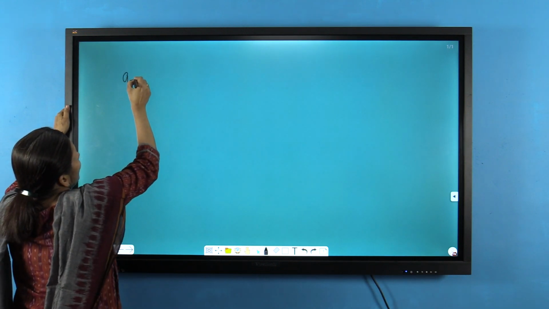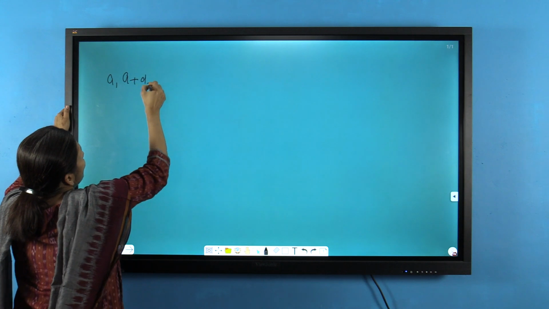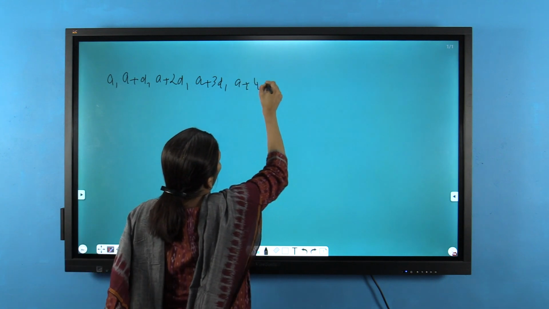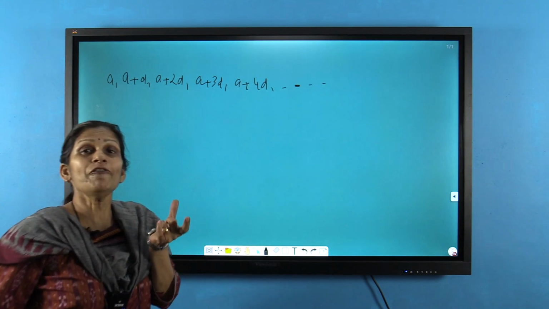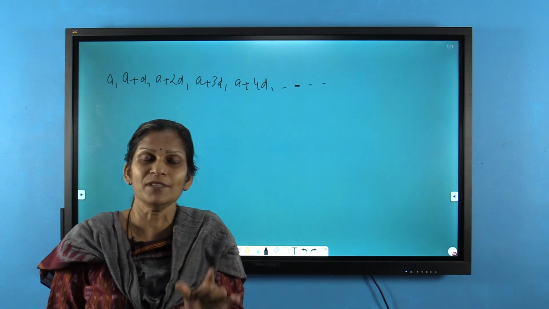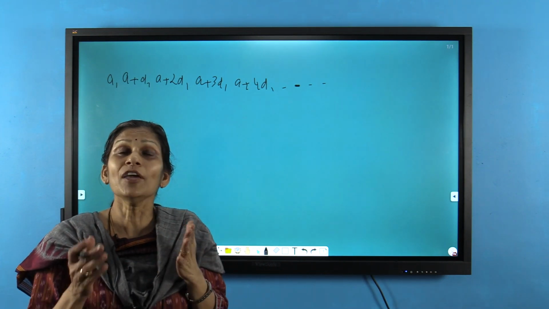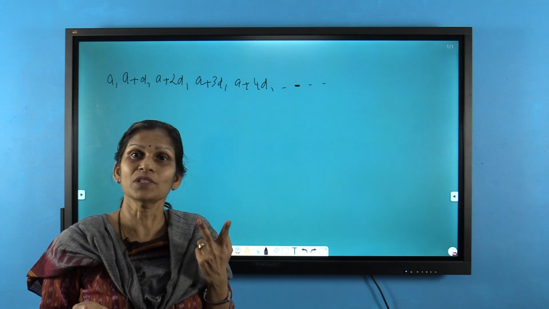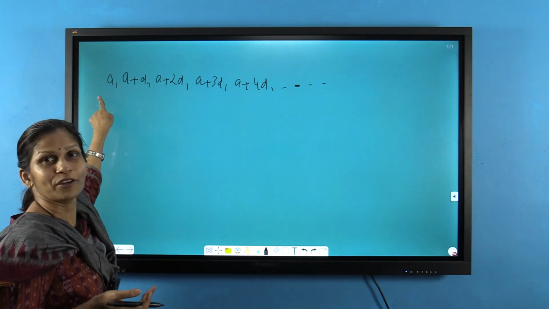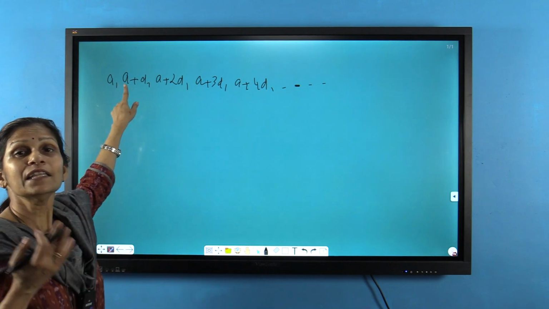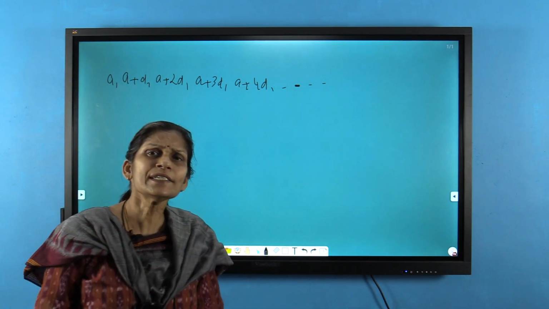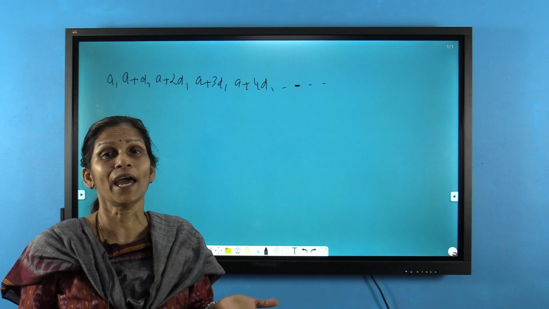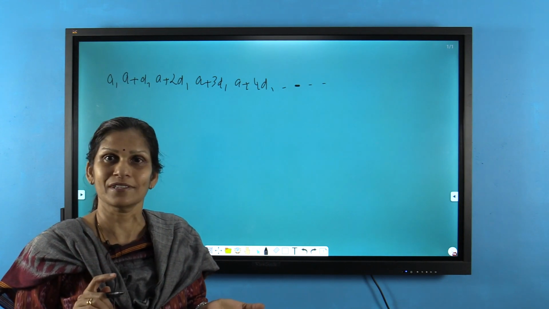Again, I told you: a plus d, a plus 2d, a plus 3d, a plus 4d, and so on. If I subtract consecutive terms, what do you get? The common difference. Now, if I subtract the third minus the first, what do I get? Don't I get 2 times the common difference? Now, fourth minus first, 3 times the common difference. So, in general, if I subtract the 100th minus the 90th term, what would I get? I would get 10 times the common difference. Is it clear?